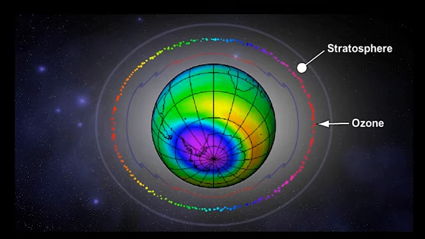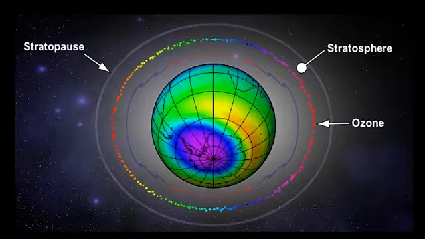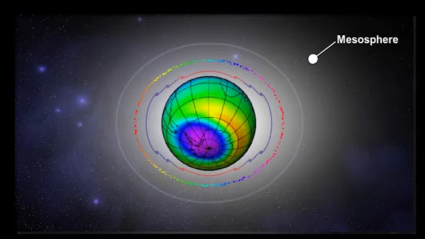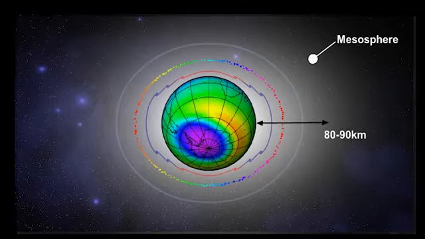Where the temperature starts to fall again signifies the top of the stratosphere and marks its upper boundary. This boundary is called the stratopause. Above the stratopause is a much cooler layer where the temperature continually decreases with height. This layer is called the mesosphere. It usually extends about 80 or 90 kilometers above the Earth's surface.